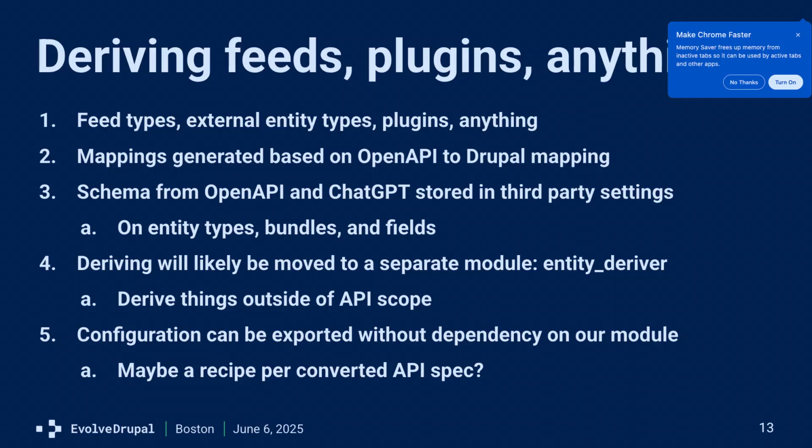Yeah, this is what we just showed. We pull them into Drupal bundles and fields, and we store third-party configuration on those fields and bundles. This will probably move to a separate module, because we want to be able to derive things not just from the APIs, but currently it's a submodule. It generates the bundles and fields, stores the data that we pulled out of OpenAPI on the bundles and fields, and then derives feed types, external entities, actions, and other things that we're still figuring out.